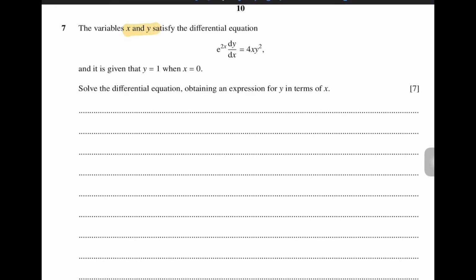X and y satisfy the differential equation, and the conditions are given: y equals 1 and x equals 0. We need to solve this equation, obtaining an expression for y in terms of x. Separation of variables.